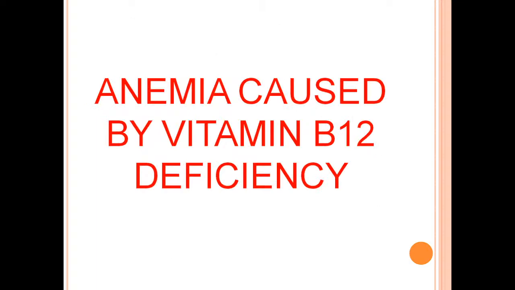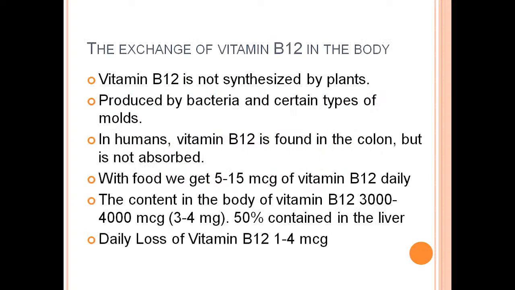Anemia caused by vitamin B12 deficiency. Vitamin B12 is not synthesized by plants. It is produced by bacteria and several types of molds. In humans, vitamin B12 is found in the colon, but it's not absorbed. With food we get 5-15 micrograms of vitamin B12. The content in the body of vitamin B12 is 3,000-4,000 micrograms, 15% of which is contained in the liver. Daily loss of vitamin B12 is 1-4 micrograms.